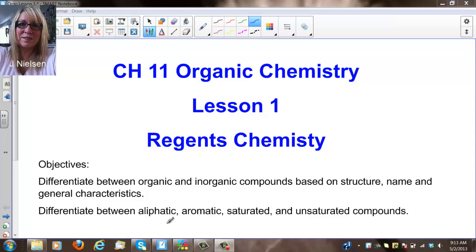In this first lesson, we're going to differentiate between organic and inorganic compounds based on structure, name, and general characteristics. And we're also going to be able to differentiate between aliphatic, aromatic, saturated, and unsaturated compounds. Now, I know that sounds like a lot of big words, but really once you get into it and we start working with it, you'll see it's really not that difficult.